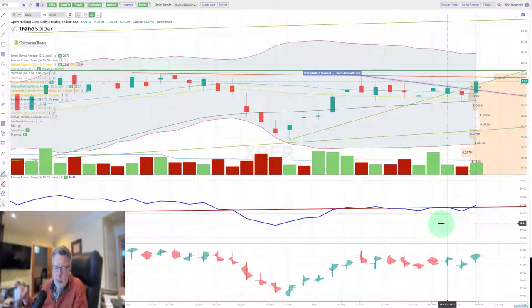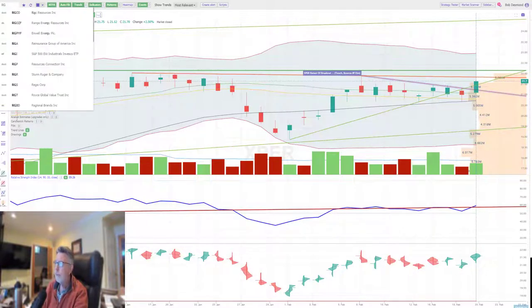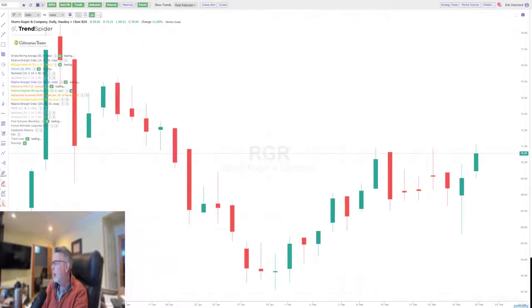Watch bonds, watch bonds, watch bonds. If you have yields creeping up, you may want to stay very, very small with some of your long trades. Sturm, Ruger, gun company.